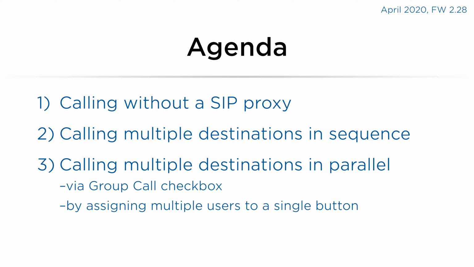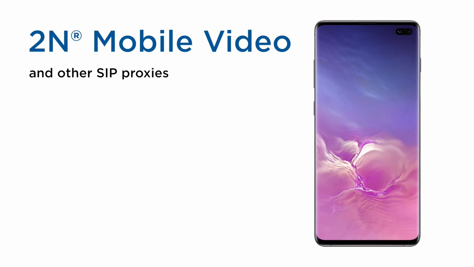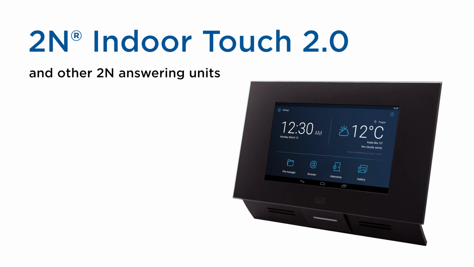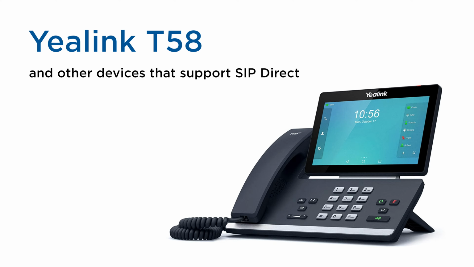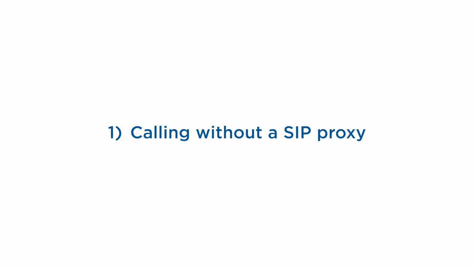First, we'll look at how to make a simple SIP call without a proxy, then we'll show you how to dial more destinations in sequence and in parallel. Parallel calls can be configured in two ways. The devices used in this video will be my phone with mobile video, an Indoor Touch 2.0 and a Yealink T58. We'll use this phone to show you how easy it is to set up a SIP direct call.